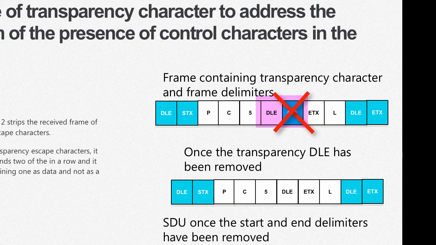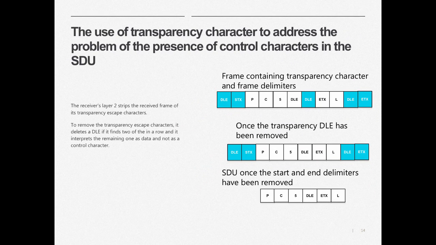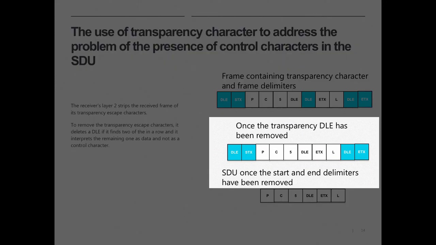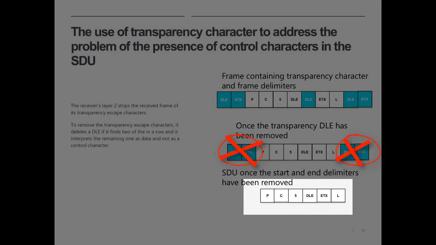Once it's done this process, for this particular frame that we are dealing with in this example, it will end up with a frame that looks like the one in the figure in the middle, in which only the doubled or the repeated DLEs have actually been eliminated. Once these DLEs have been eliminated, the next thing layer 2 will do is to go through and find the starts and the ends of the frames by detecting the DLE STX and the DLE ETX. Those will then be removed and the frames will be separated. The resulting SDU is found in the bottom figure.